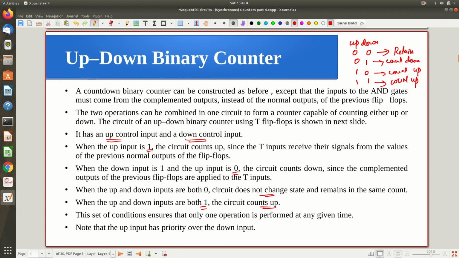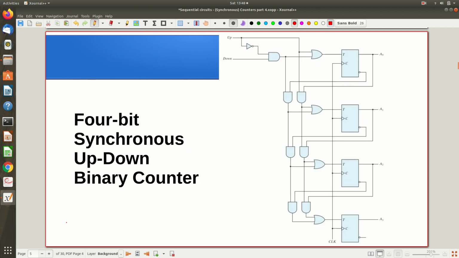So this set of conditions ensures that only one operation is performed at any time, right? So there are 4 cases, and none of them involves two different activities; only one thing is happening at a time. The up input has priority over the down input by default, because the circuit is implemented like that. Okay, now this is a typical diagram.